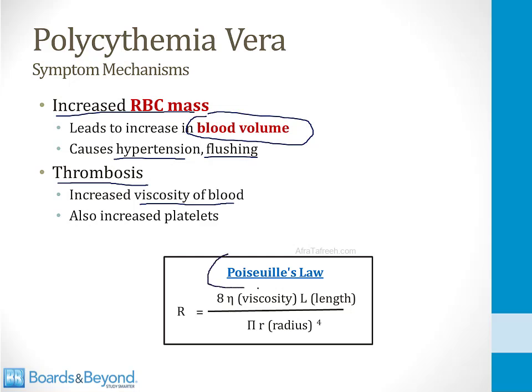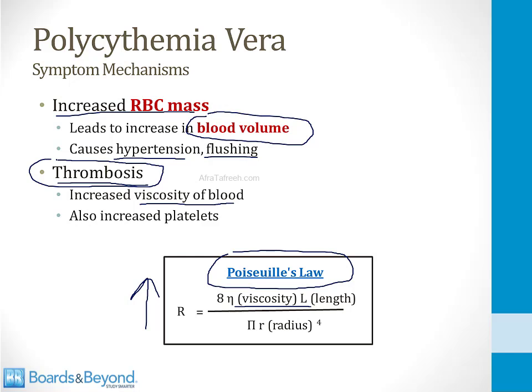Recall from Poiseuille's law, which I discuss in the cardiology section, that the resistance to flow through a vessel is proportional to the viscosity of the fluid. So when viscosity goes up from an increased red blood cell mass, that means resistance to flow goes up. And when resistance to flow goes up, blood flow can become slower, and slow blood flow is stasis of blood, and that's a setup for thrombosis, which occurs with greater frequency in patients who have polycythemia vera.